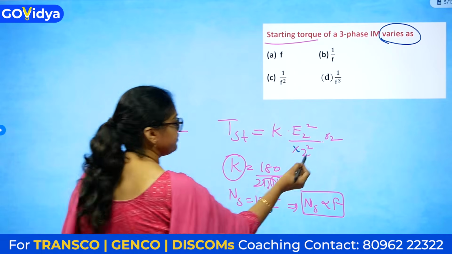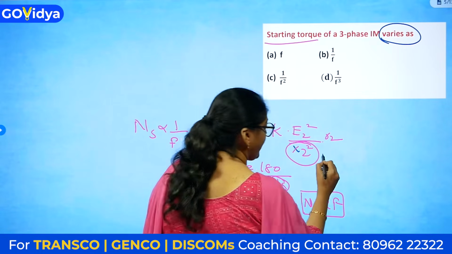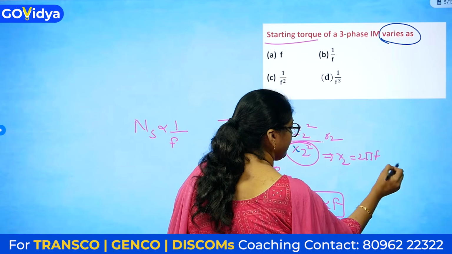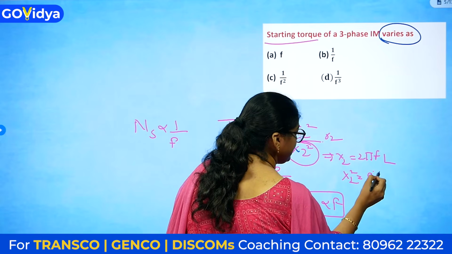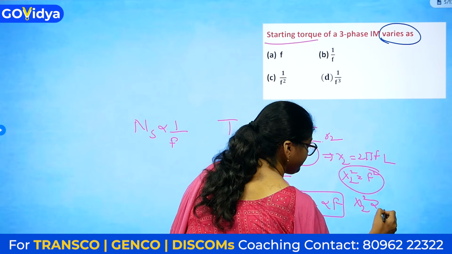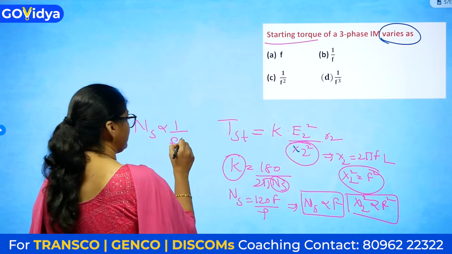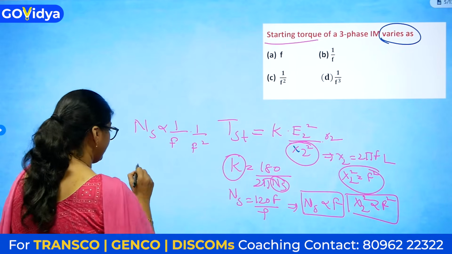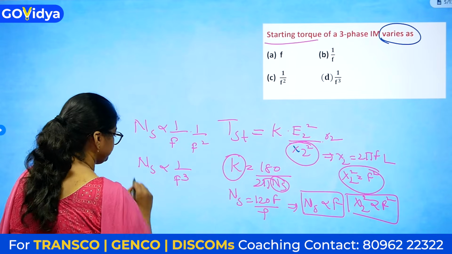And moreover, we have the x2 in the denominator, x2 square. So I can write x2 is equal to 2 pi fl. If x2 square, definitely frequency also will be square. I can write x2 square is directly proportional to frequency square. So I can substitute this value here. So 1 by f square. So ns directly proportional to 1 by f cube.